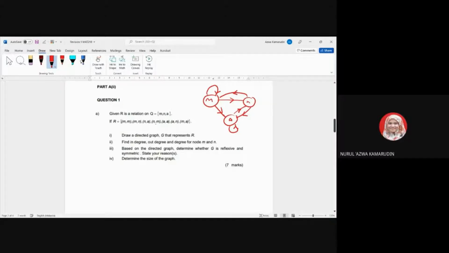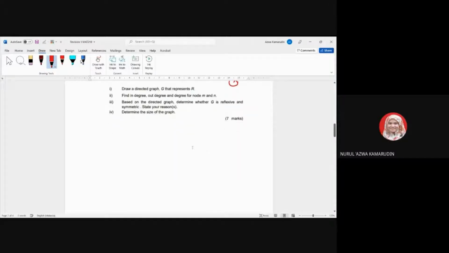Okay, so next you have to find the in degree, out degree and the degree of node M and N. Okay, so you boleh buat tu table. So this one is node M and also N. Okay, in degree.